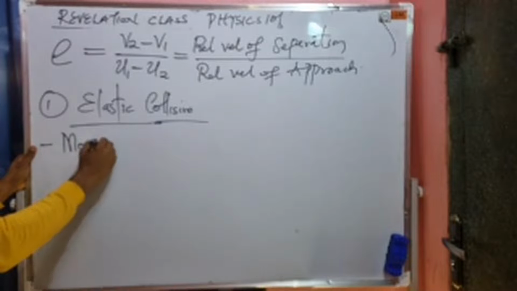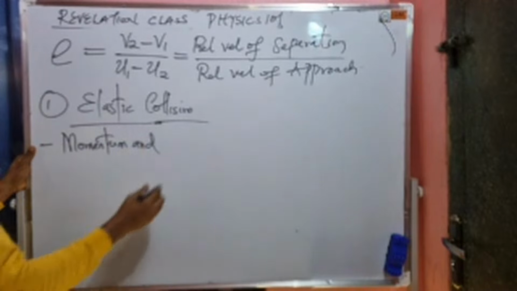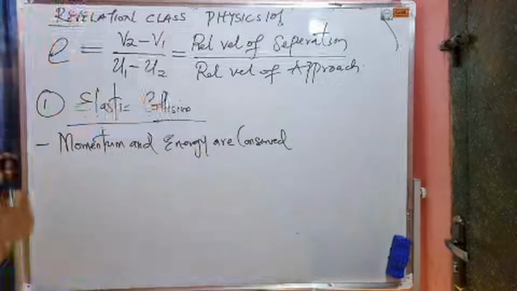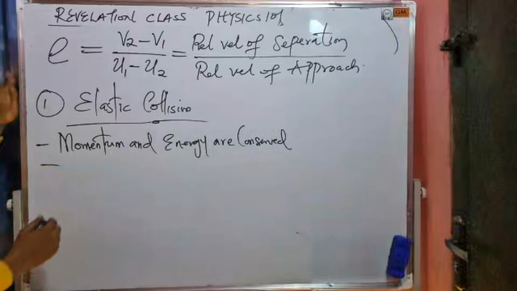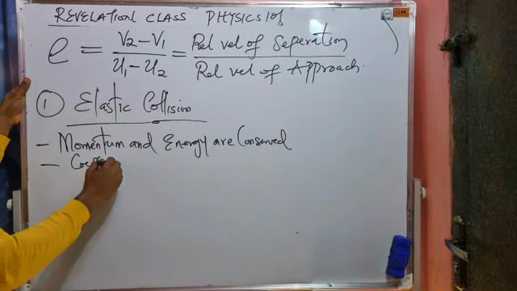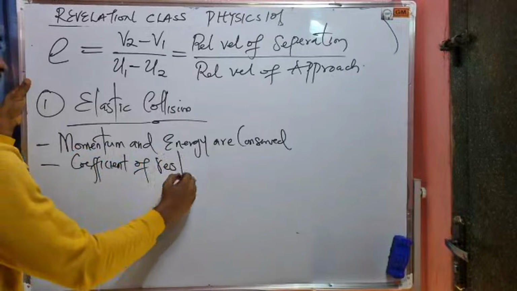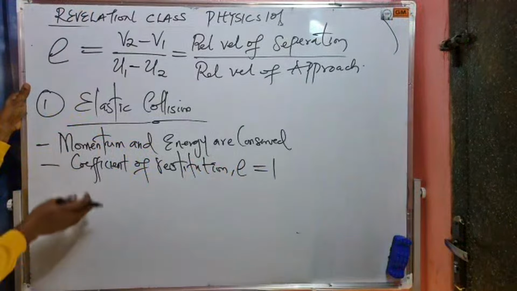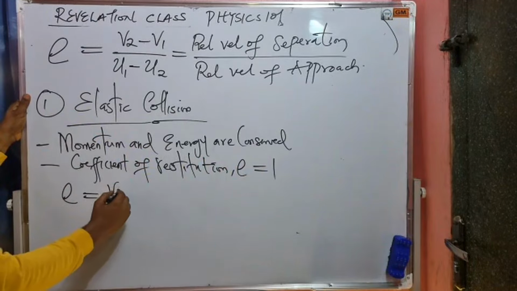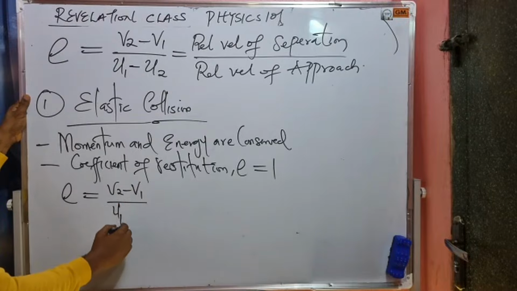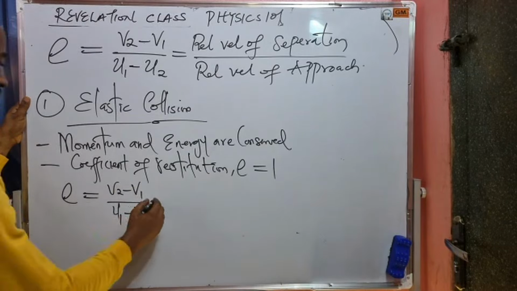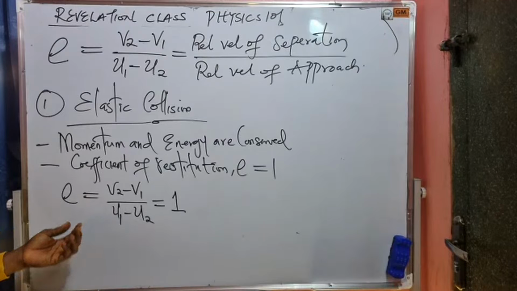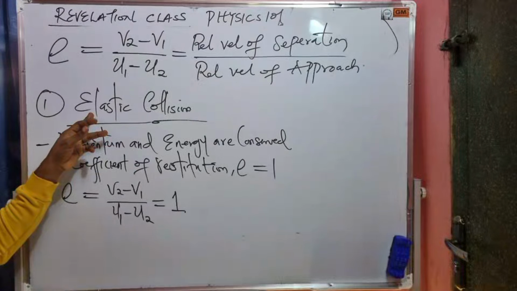Momentum and energy are conserved. Number two, the coefficient of restitution, E, is equal to 1. What does that mean? That E is equal to (V2 minus V1) over (U1 minus U2) must be equal to 1. When the value of E is equal to 1, that simply shows that the collision is elastic. Are you there?